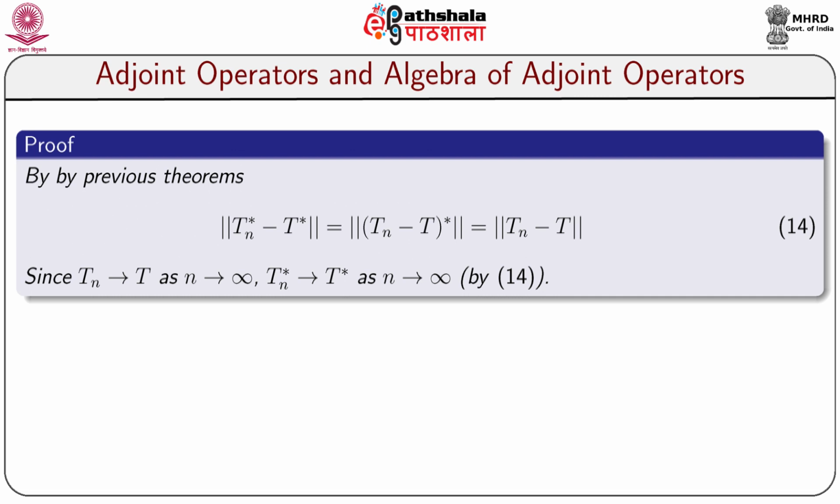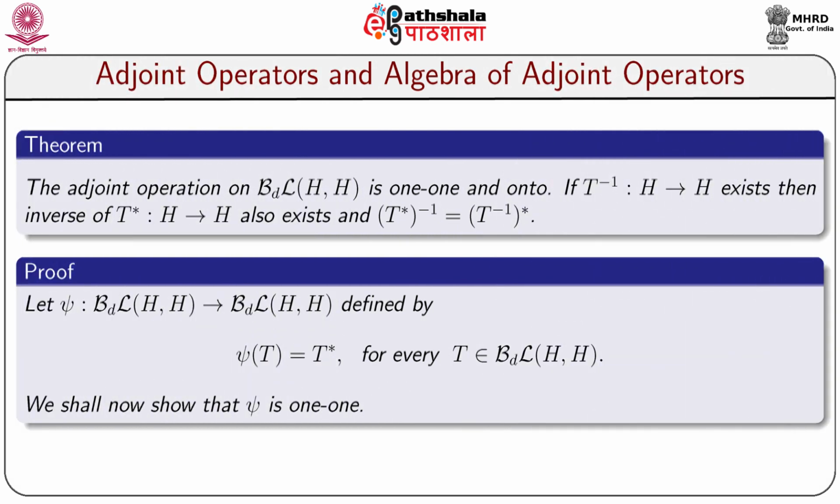By the previous theorem, norm Tn star minus T star equal to norm Tn minus T star, which is equal to norm Tn minus T. This is equation number 14. Since Tn goes to T as n tends to infinity, Tn star tends to T star as n tends to infinity by equation number 14.